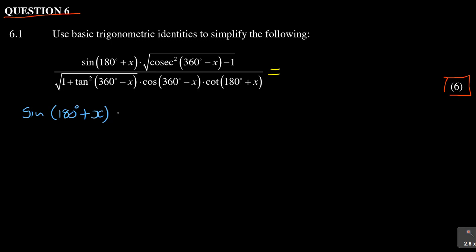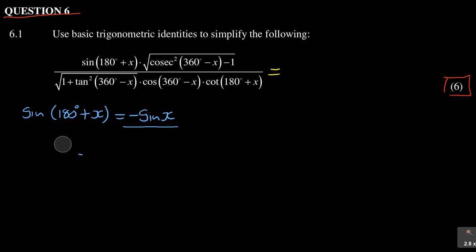Now sin 180 plus theta, you must know that this is the third quadrant. 180 plus x is the third quadrant, and in the third quadrant sin is negative, so this becomes sin negative x. So that is the first part. The second part inside here is cosec squared 360 minus x.